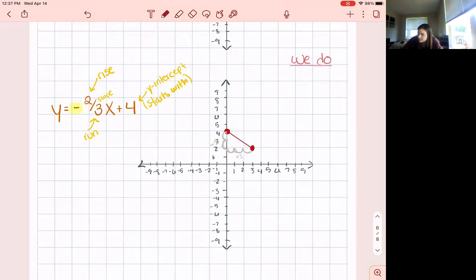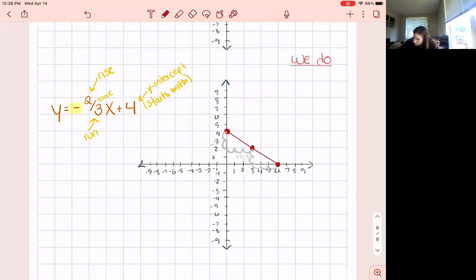And then from that dot, we're going to do that again. My rise is -2. So we're going to go down 1, 2. So -2. My run is 3. So we're going to go over 1, 2, 3. And that's where my next dot goes, right there. And again, when you connect them, you should get a little growth triangle.